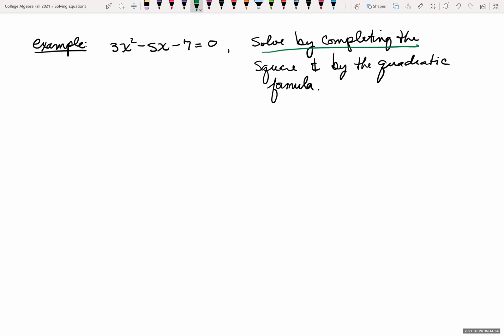Solving by completing the square, we know that we have to make the coefficient in front of the x squared a 1. We can do that by dividing all the terms of the equation by that coefficient, in this case 3. If we divide every single term by 3, this gives us back x squared minus 5/3 x minus 7/3 equals 0.